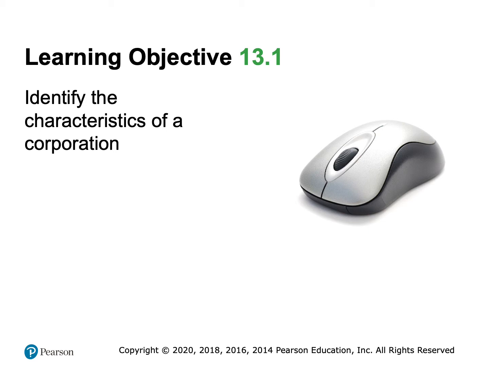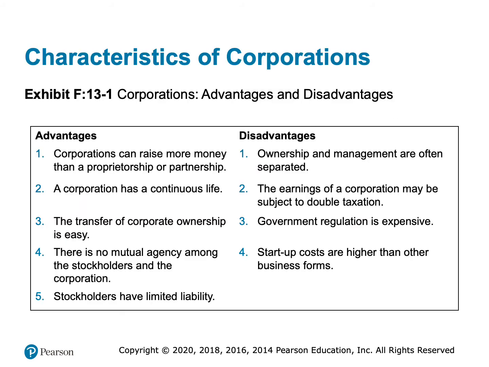So let's back up and talk about the characteristics of a corporation. We talked about these a little bit in chapter 1. You've probably talked about them in other business classes that you've taken, but let's review. So some of the advantages and disadvantages of a corporation. Number one, corporations have the ability to raise money in different ways. So they have the ability of borrowing money, such as bonds, like we talked about in the last chapter, or they can issue stock. Sole proprietorships and partnerships can't issue equity.